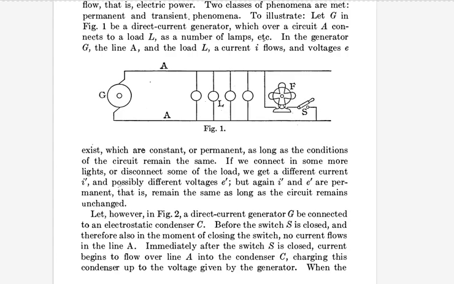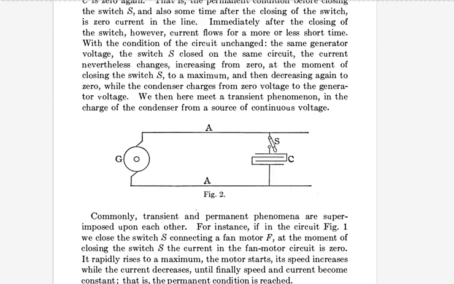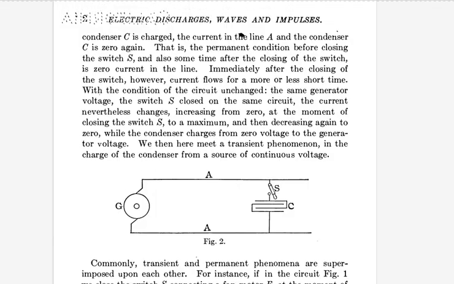If we connect in some more lights, or disconnect some of the load, we get a different current I prime, and possibly different voltages E prime. But again I prime and E prime are permanent, that is, remain the same as long as the circuit remains unchanged.